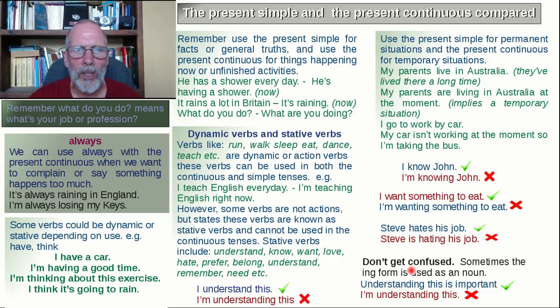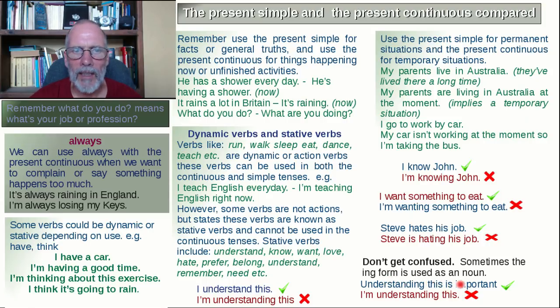Now, I just put this note down here because some people are going to say, hey, but I've seen the word understanding or I've seen the word loving. Well, don't get confused because sometimes the ing form of the verb is used as a noun. For example, in this sentence here, you can say understanding this is important. But in this sentence, understanding is not a verb, it's a noun. It's a noun, and the verb in this sentence is.